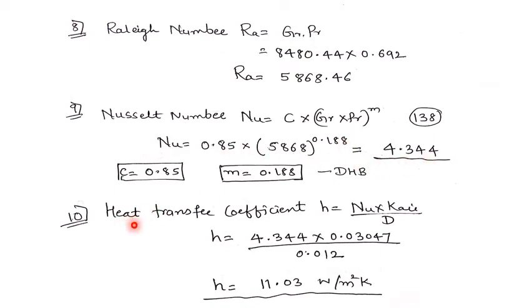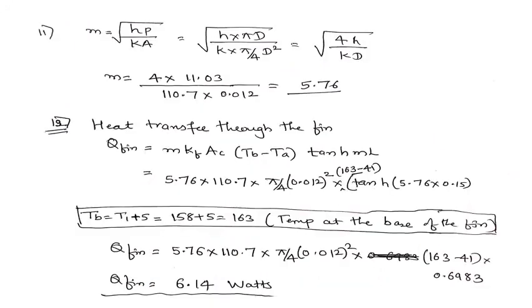Next we will calculate the theoretical heat transfer coefficient, which is given by the formula Nu into the thermal conductivity of air divided by the diameter. So h is equal to the Nusselt number, 4.344, into 0.03047, which is the thermal conductivity of air taken from the data handbook, divided by the diameter. So my average heat transfer coefficient h is 11.03 watt per meter square Kelvin.